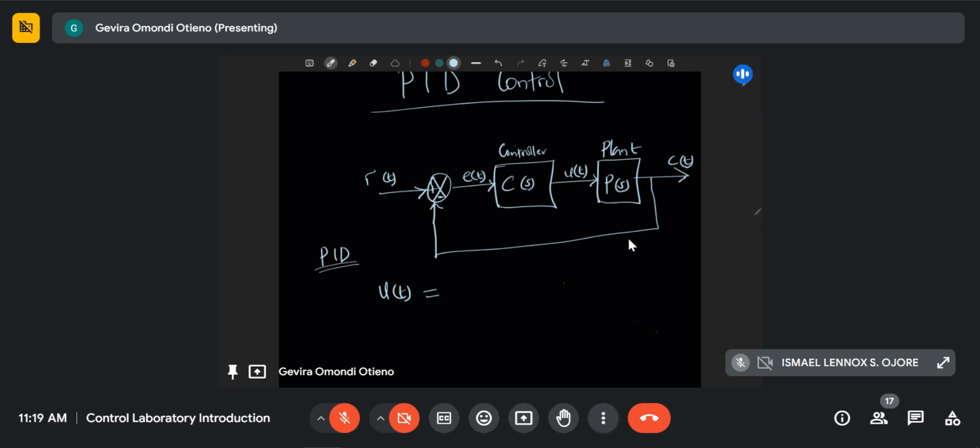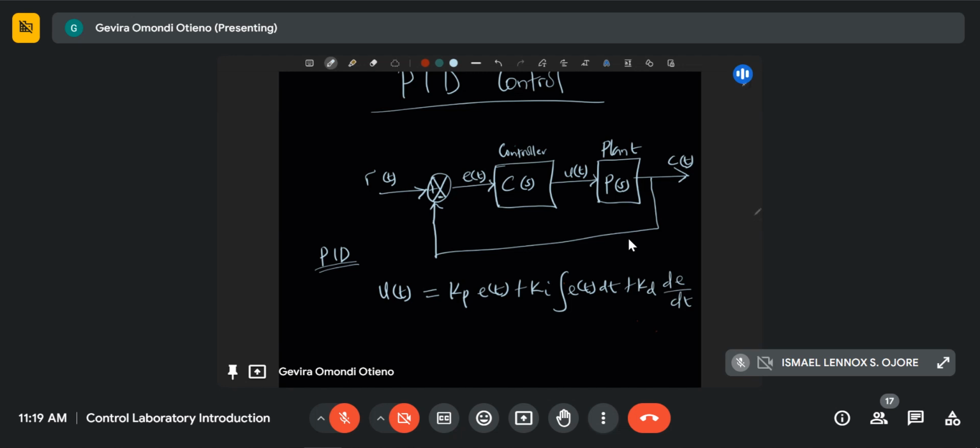In class, you would have probably discussed proportional on its own, integral on its own, derivative on its own, and then the combination. But if you can remember, the equation for the PID controller is this. Very, very common. This should be in the back of your head. This is KP, KI, and KD, and then these are derivatives, so it's going to be the de/dt.